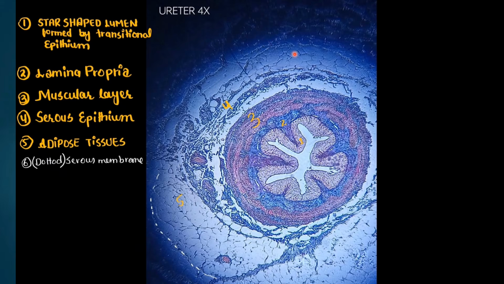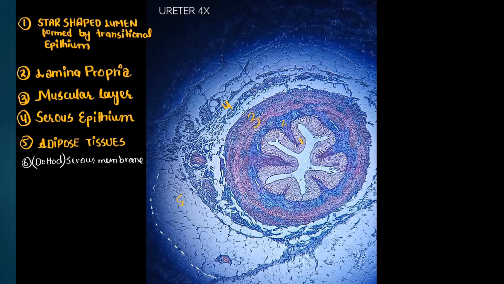So the identification points here for the ureter are, first, the star-shaped lumen; second, the complete lumen which you can see at 4x power; and third, the epithelium which is transitional in nature. So these points help you to identify this slide.